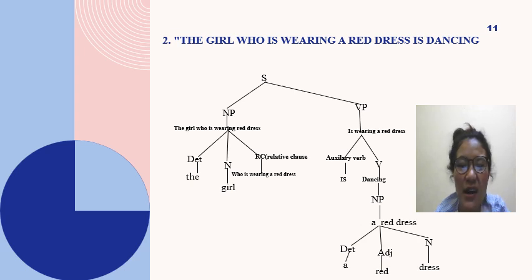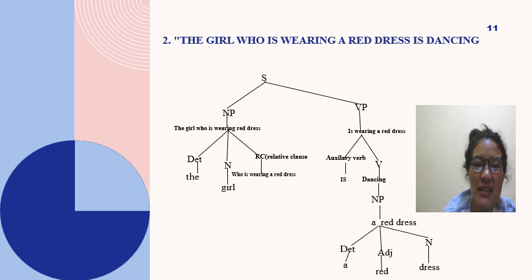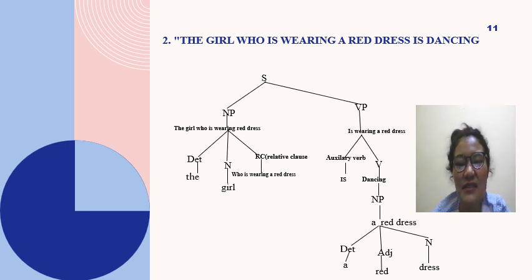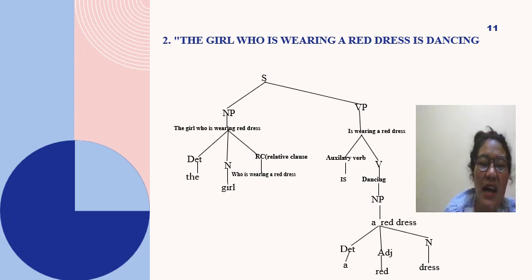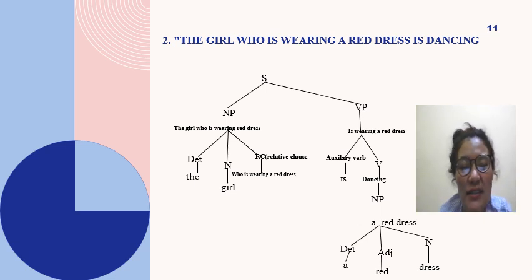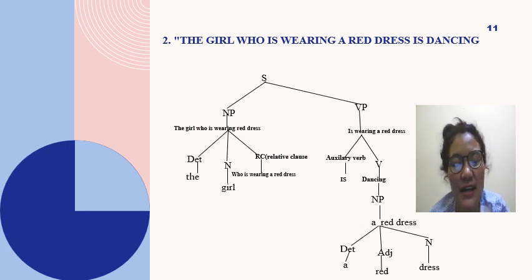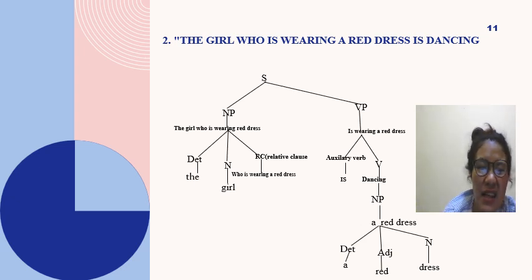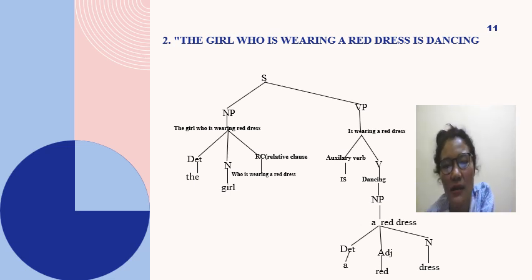Here on the right is the noun phrase, and on the left is the verb phrase. The noun phrase here is the girl who is wearing a red dress. The determiner here is the, and the noun is girl. The relative clause is who is wearing a red dress.